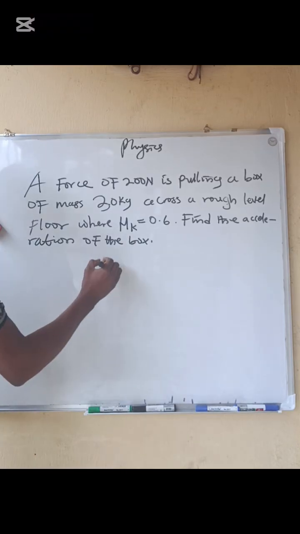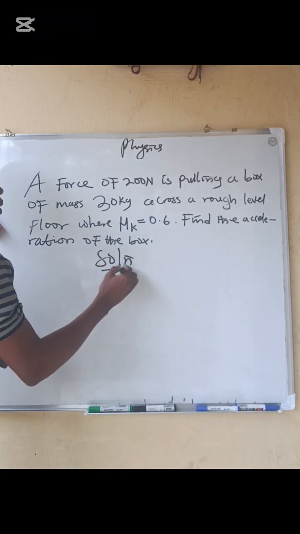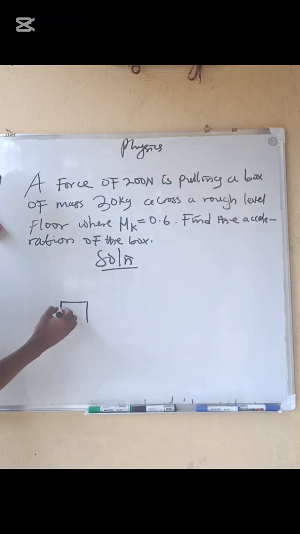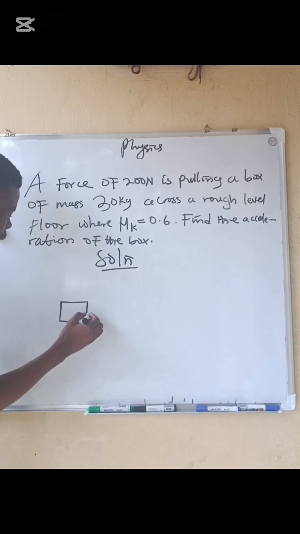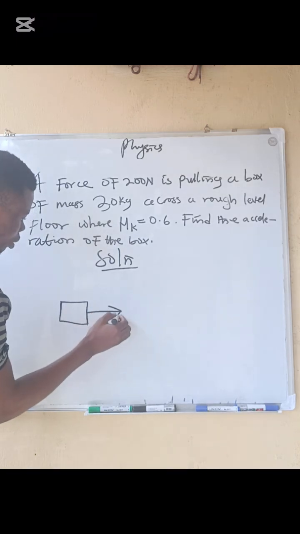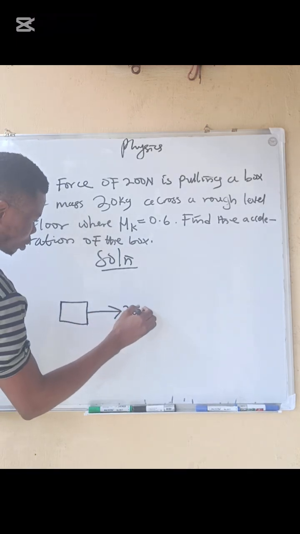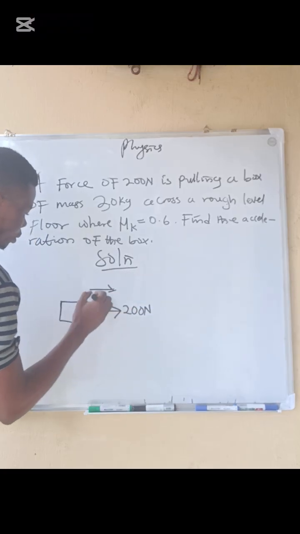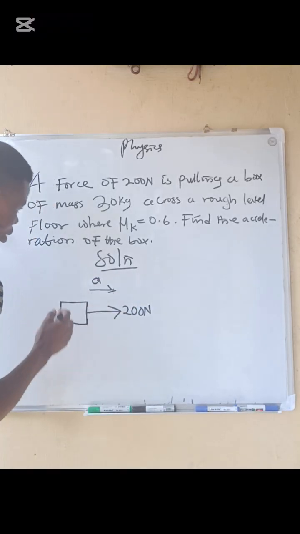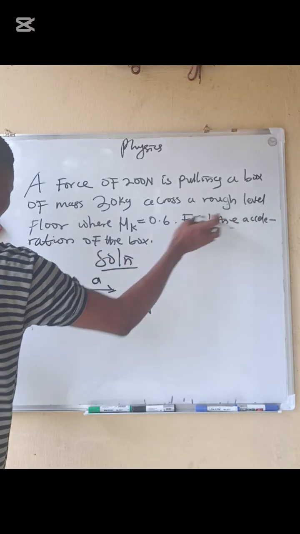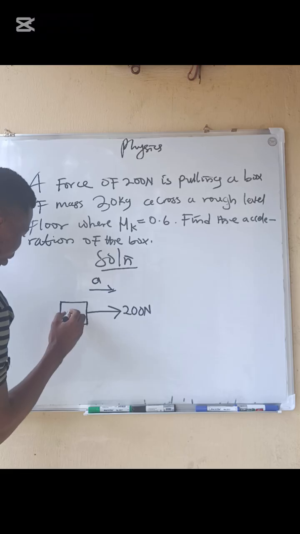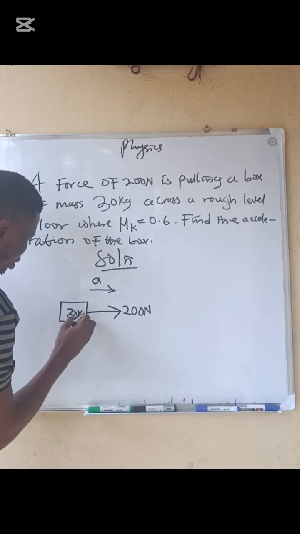What do we do? The first thing to do is to sketch the box. This is the box. And this force, 200 Newton, is applied to pull the box. It means that the acceleration is going toward that side. So the acceleration is A, that we are looking for.